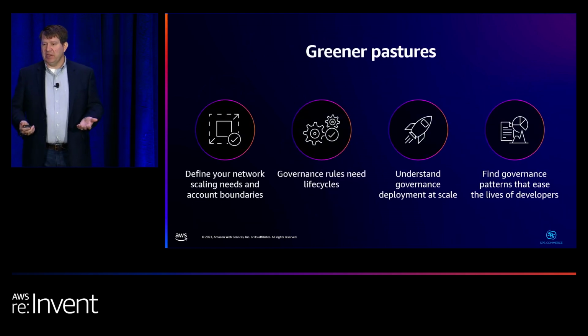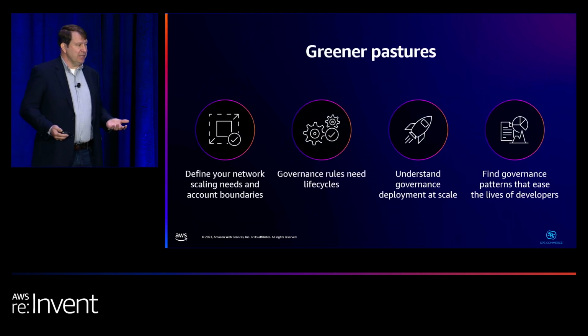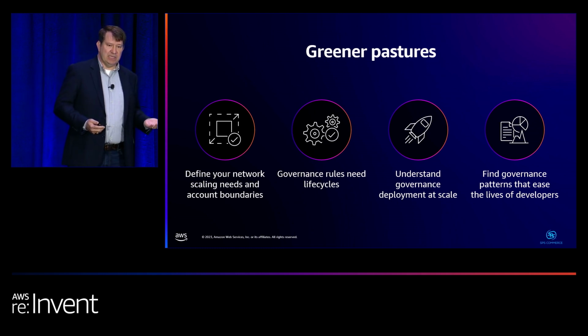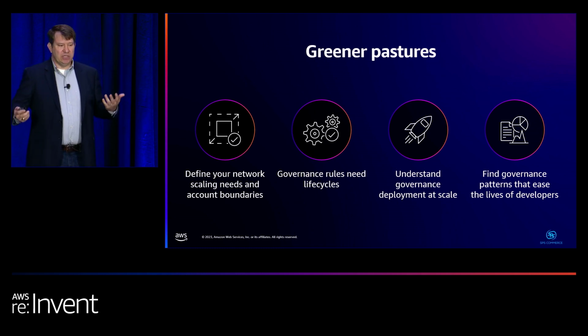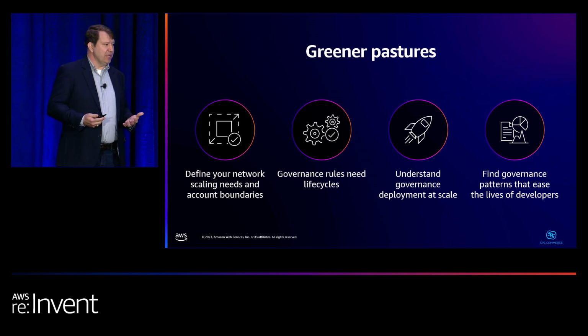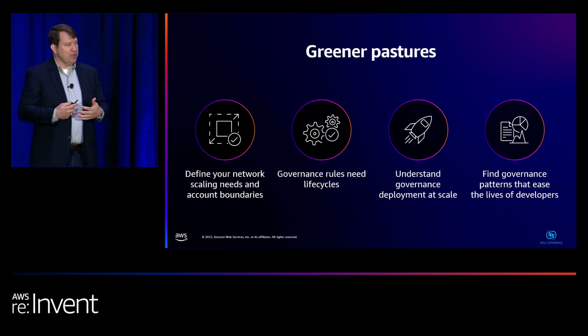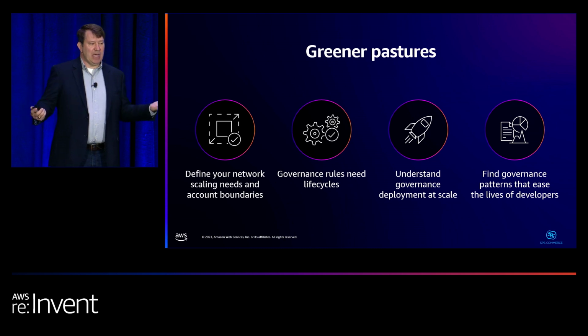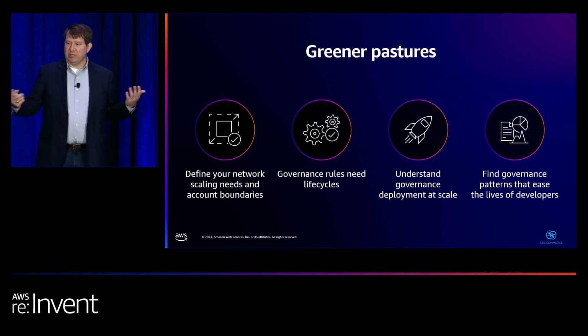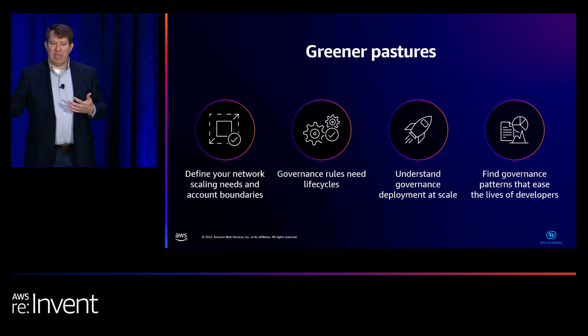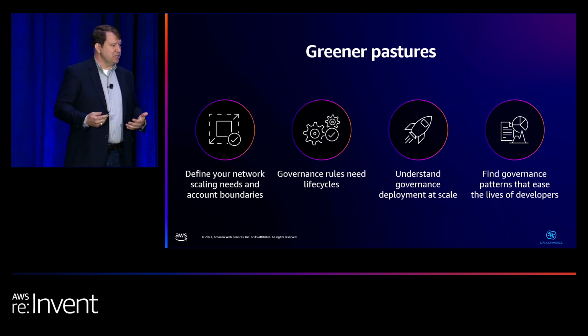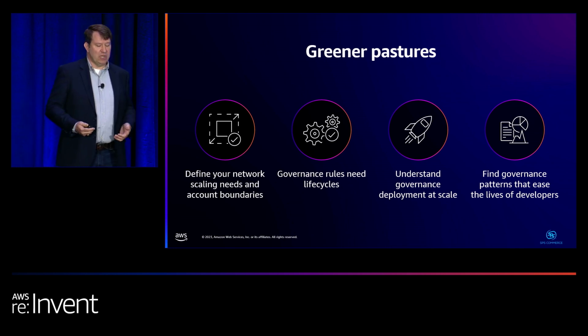The first thing we had to do was define our network scaling needs. Did we want to do one VPC per account per region? Or did we want to do a centralized network account that allowed us to protect all of our network assets, but share them out to all of the delivery teams within each one of their accounts to consume and have easy communication with any other service within the network that they need to talk to?